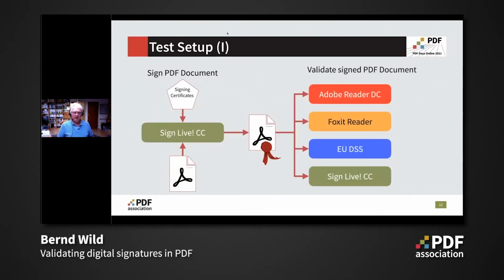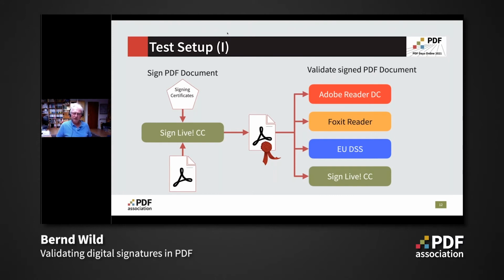Okay, the test setup is very simple. We have some PDF documents. We have these signing certificates, as I showed to you. We are using our own product, the SignLive CC signing tool, to sign these documents, and then we validate the documents with 4 different tools. One is Adobe Reader in the actual version.